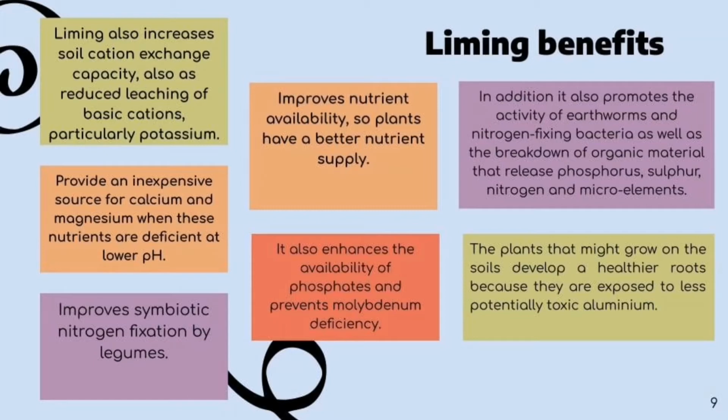Sixth, it also promotes the activity of earthworms and nitrogen-fixing bacteria as well as the breakdown of organic material that releases phosphorus, sulfur, nitrogen, and microelements. Lastly, the plants that grow on the soils develop healthier roots because they are exposed to less potentially toxic aluminum.